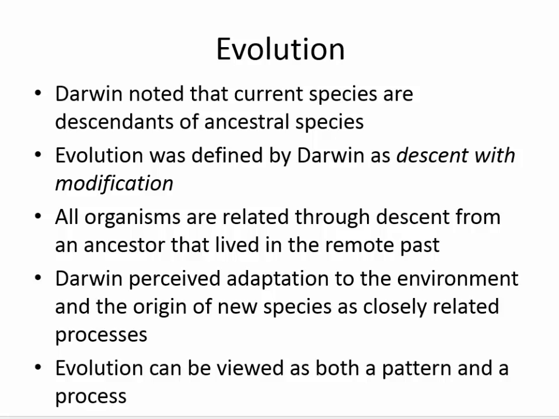Darwin noted that the current species are descendants of ancestral species. Evolution was defined by Darwin as descent with modification. All organisms are related through descent from an ancestor that lived in the remote past. Darwin perceived adaptation to the environment and the origin of new species as closely related processes. Evolution can be viewed as both a pattern and a process.